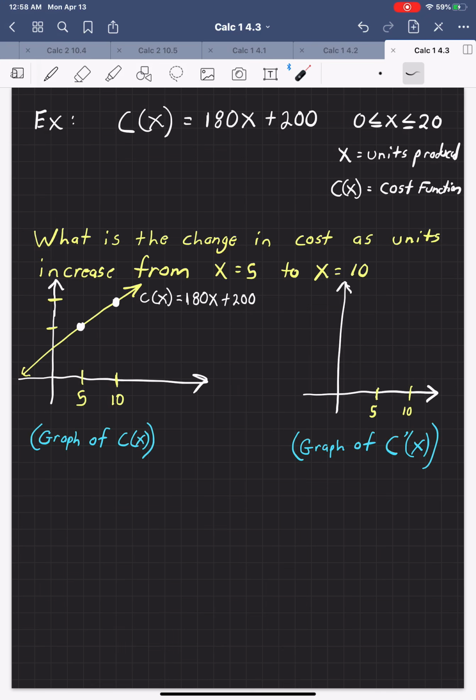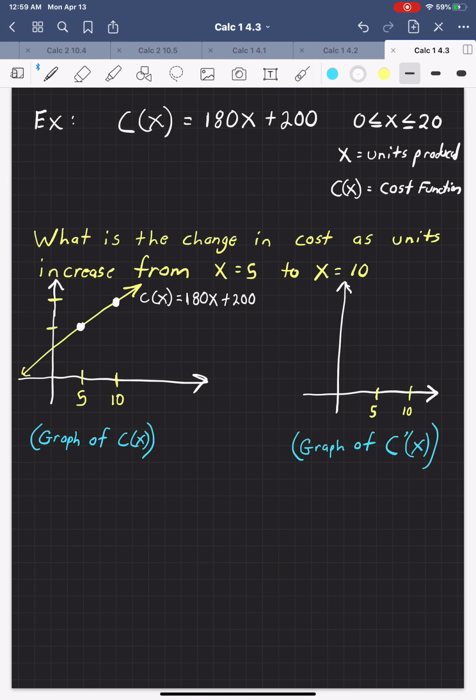Now, I'm going to ask a very non-calculus question. What is the change in cost as you increase from x equals 5 to x equals 10? Okay? So what I'm going to do right here is show you a non-calculus way of thinking about this question, and then I'm going to show you how that ties into areas. Are you with me?